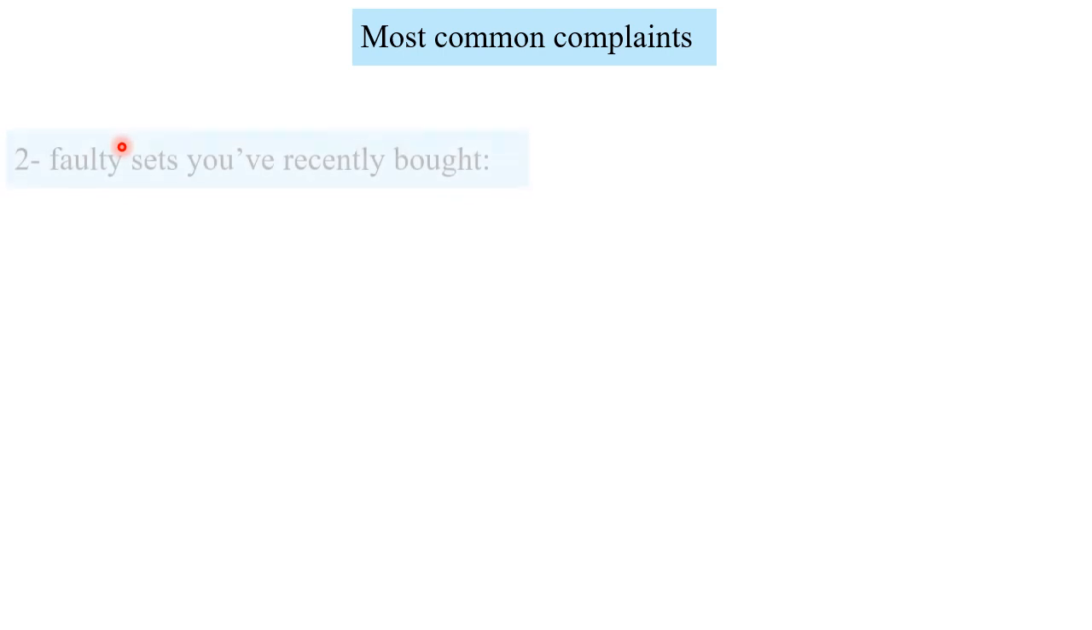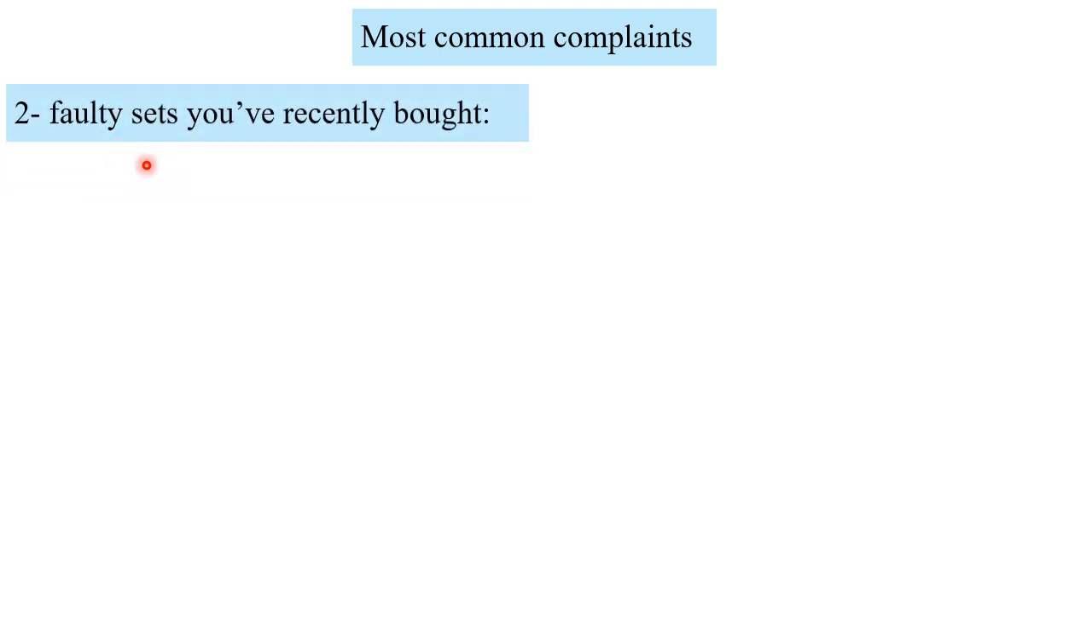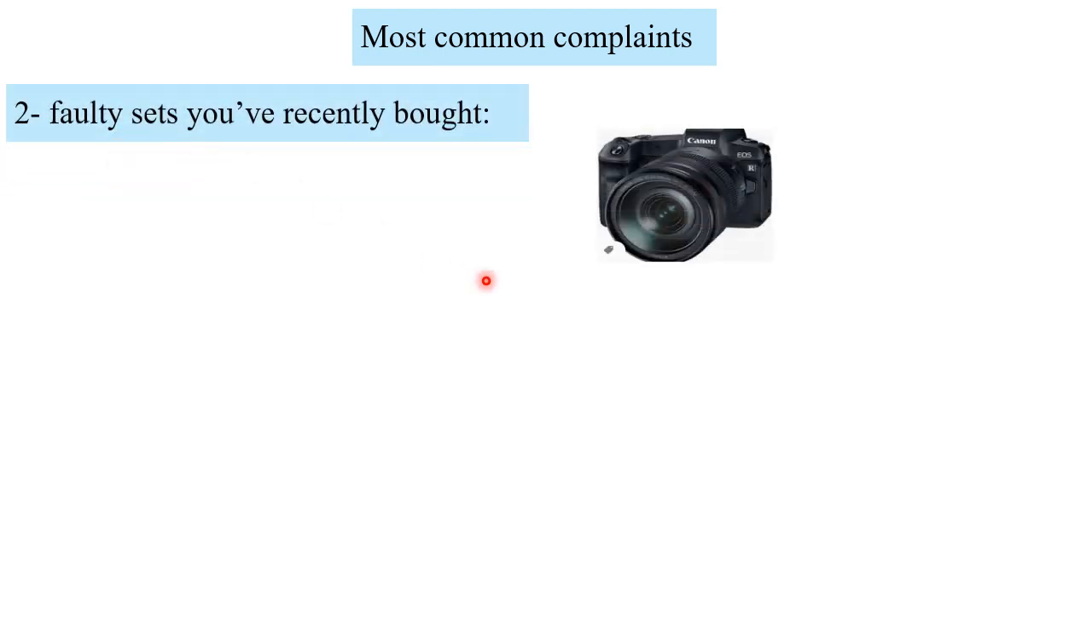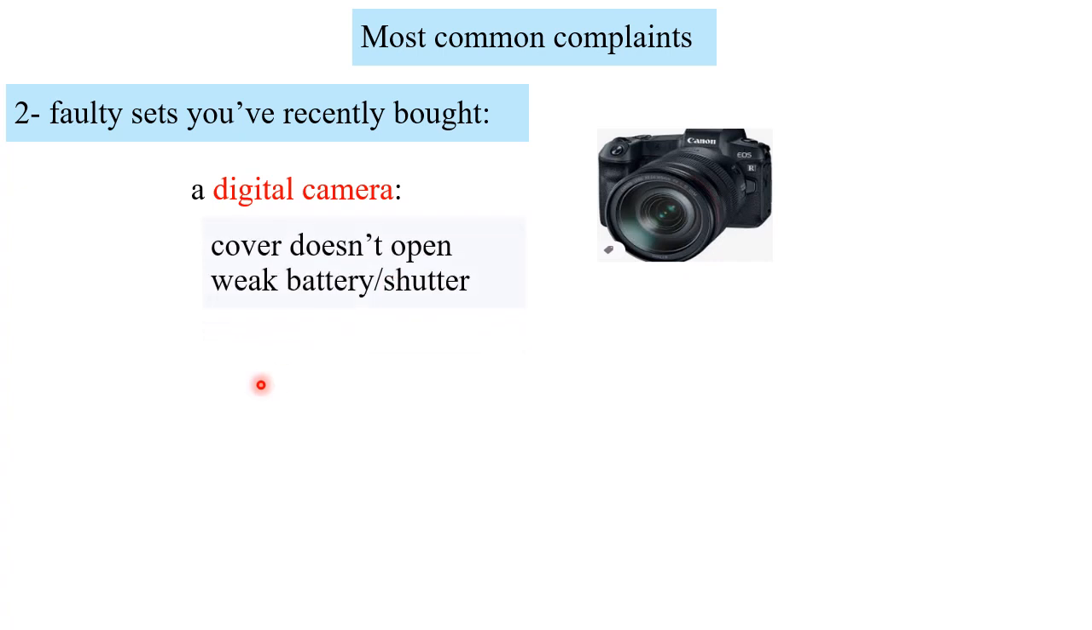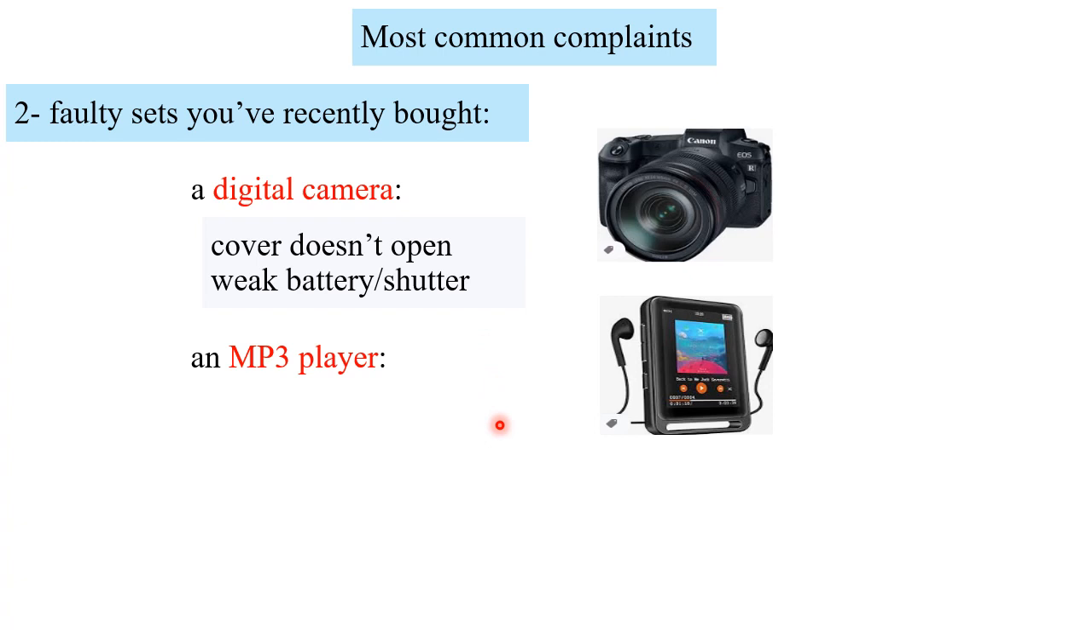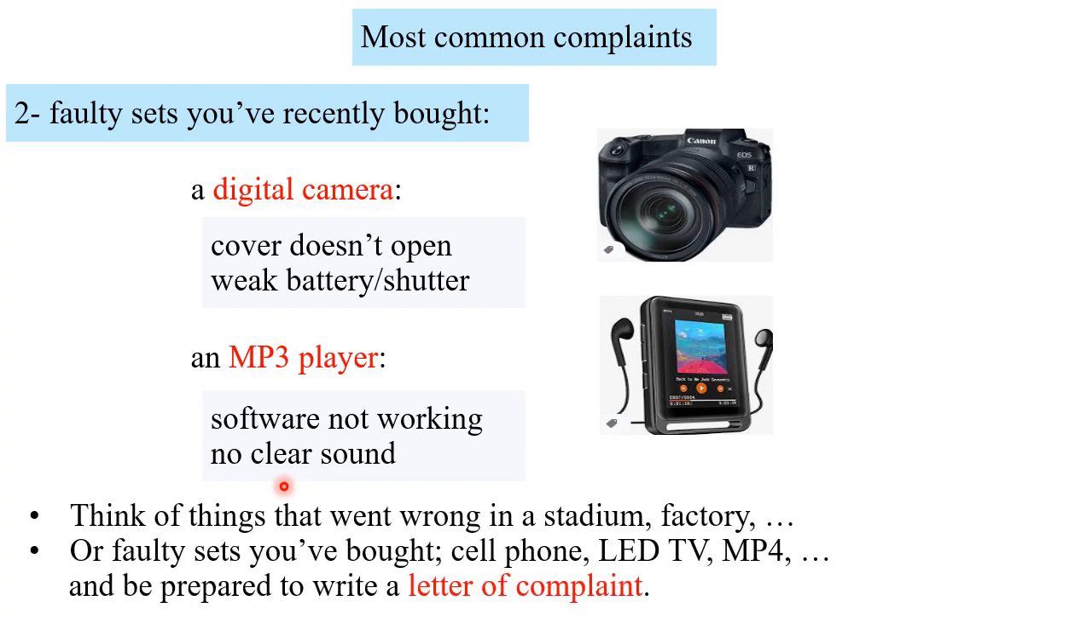The other category has got to do with faulty sets you've recently bought. Perhaps you have bought this. Yes, it's a digital camera. The most common problems in digital cameras have got to do with the cover. The cover doesn't open, the battery is weak, the shutter is not working properly. With an MP3 player, problems like the software is not working, the sound is not clear enough.